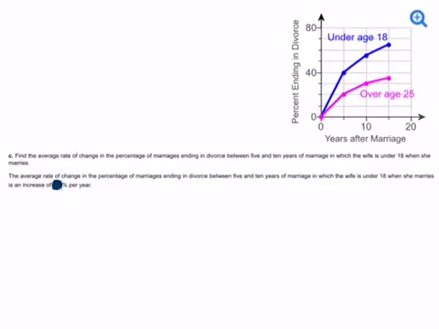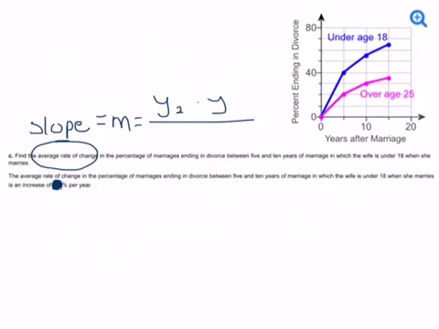Okay. An average rate of change is really just a fancy way of asking for the slope. So we're going to use the formula to find the slope between two ordered pairs, which is y2 minus y1 over x2 minus x1. And before we start plugging things in, our main task is to find two ordered pairs on that blue graph.